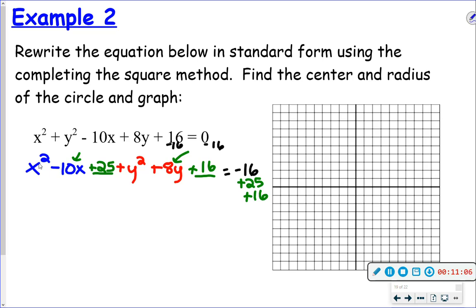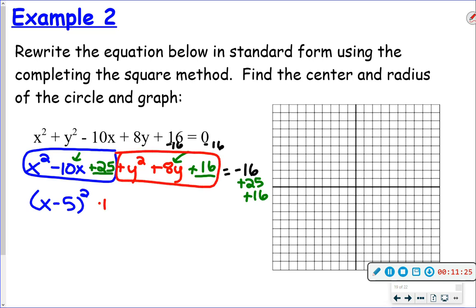Okay, the purpose is we can factor now. I'm looking at just this x portion. What multiplies to 25 adds to negative 10? You've already done it today. Negative 5, which we're going to write squared. Then I'm going to factor the y part. What multiplies to 16 adds to 8? 4 and 4.